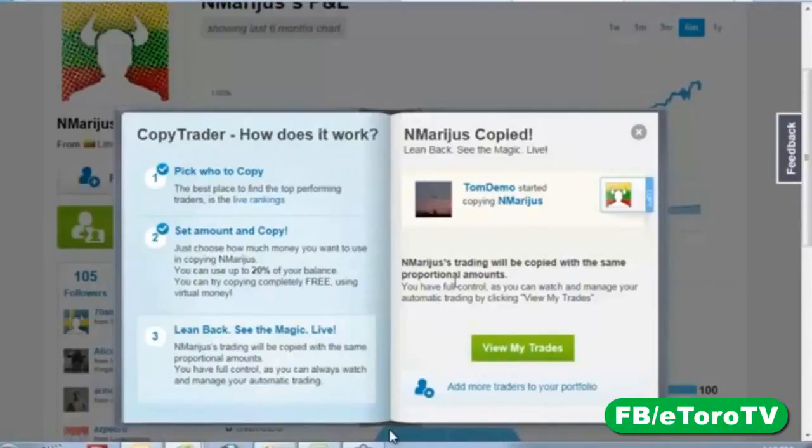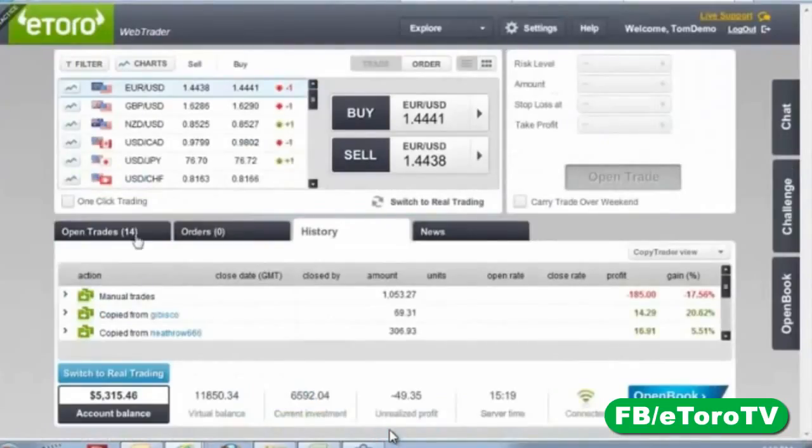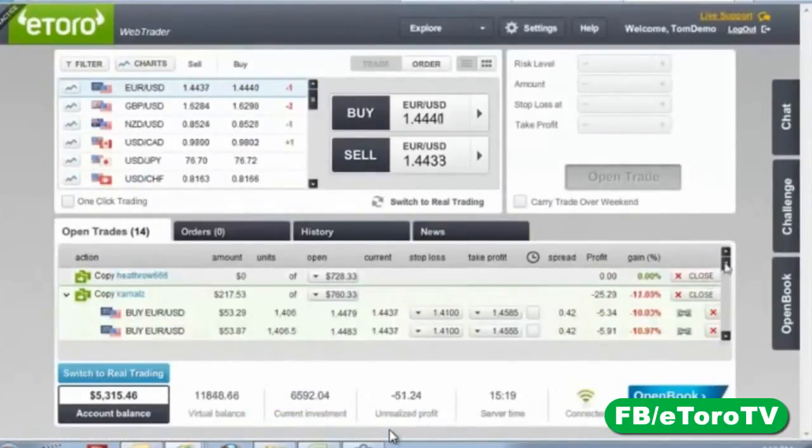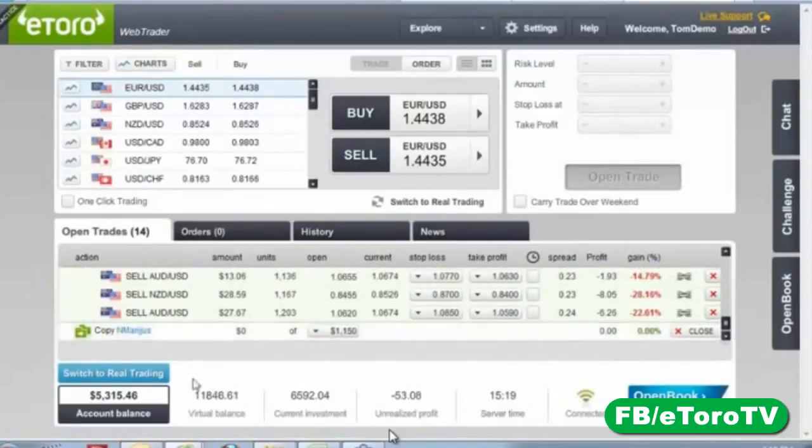So how can we best utilize this copy trader mechanism? Let's go to the WebTrader, which is where I have all my trades. All right, now you see some trades in red here, but I'm not worried, and you're going to see in a second why. There you go, Copy and Marius. I have $1,150 ready for him. Right now, he hasn't opened any positions. When he does, I will do the same with the same proportional amounts.